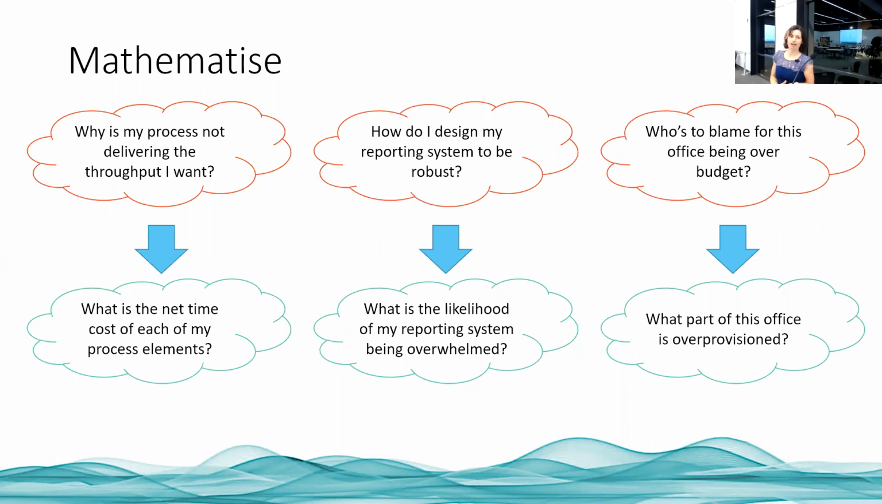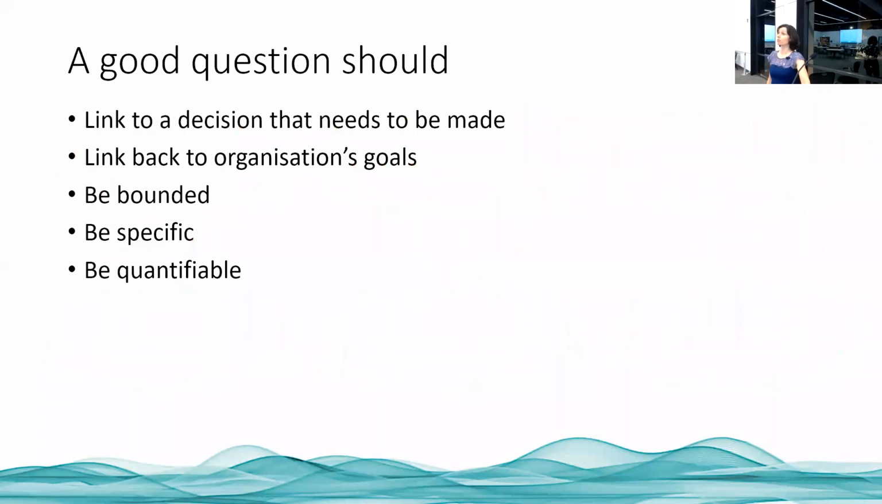And finally, the ever popular, who's to blame for this office being over budget? Who's to blame for us not delivering system capacity? Who's to blame for everyone paying demurrage? These things, it's not really going to answer this, because blame is a pretty moral concept. However, if we can pinpoint things, what part of this office is over-provisioned? Whose parameters improvement would help the entire system pick up its game? Things like that. These are testable questions. They're good for simulation. Basically, testability, quantifiability is the name of the game.